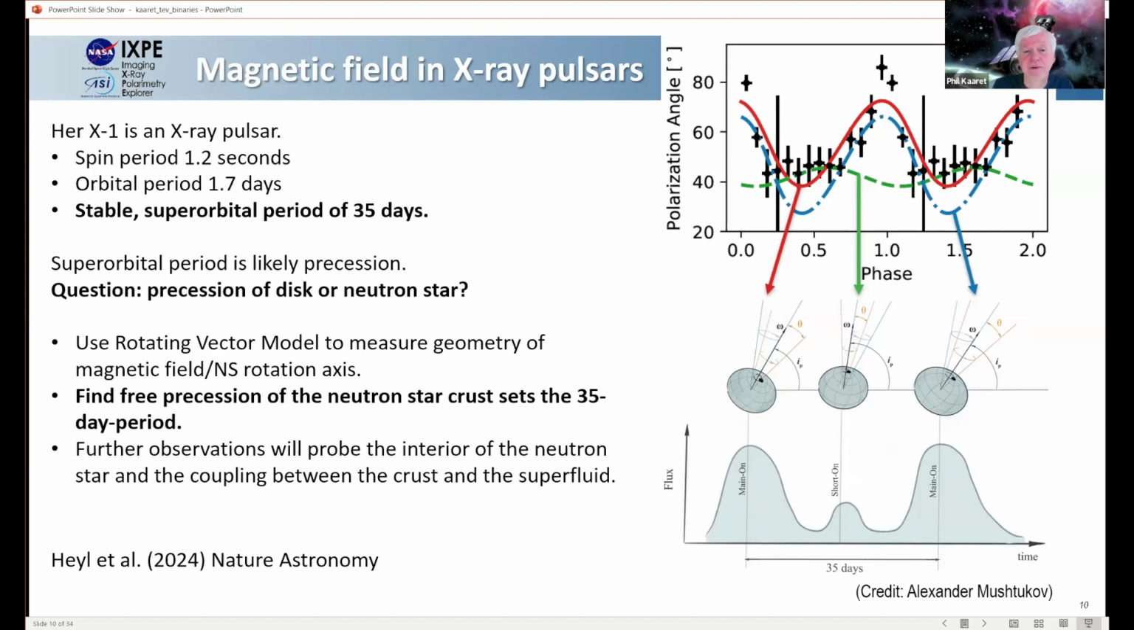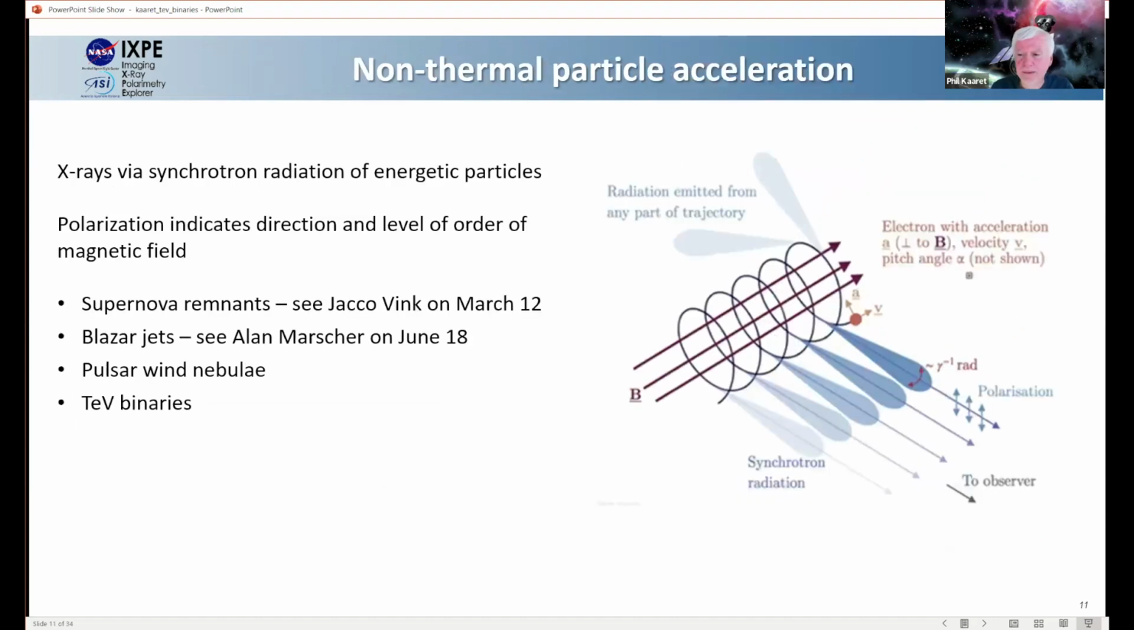And that will, with further observations, we actually hope to probe the interior of the neutron star and the coupling between the crust and the superfluid, something we can do because the neutron star has this accretion flow flowing onto it, something you can't do with isolated radio pulsars. Okay, so now for the rest of the talk, I'm going to talk about non-thermal particle acceleration.